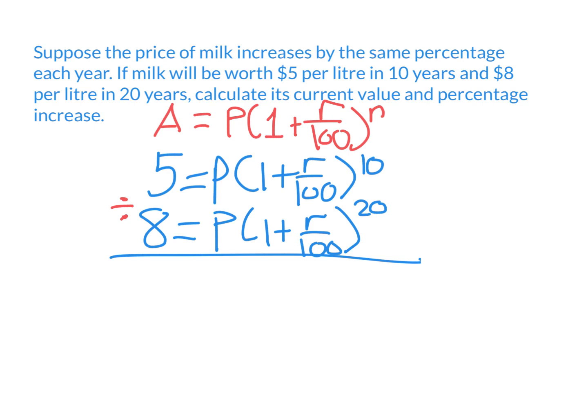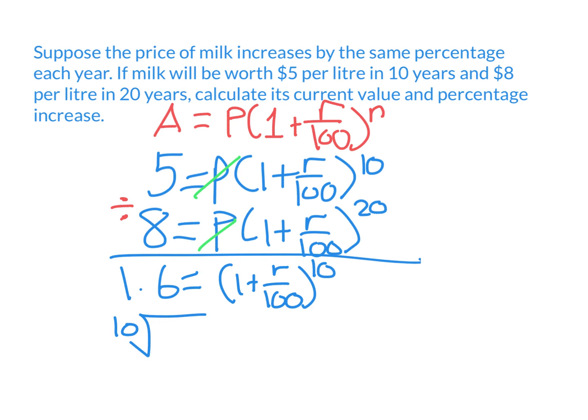So what I'm going to do is go 8 divided by 5 is 1.6. P divided by P, well, that's just 1. They just cancel out. Now, something to the power of 20 divided by something to the power of 10 just equals something to the power of 10. When we divide bases, we subtract the powers. See, now we have an equation that looks very similar to the one that we solved on the previous slide. So we're going to take the 10th root of both sides, subtract 1, and multiply by 100. So putting that on our calculator, we get that R is about 4.81%.